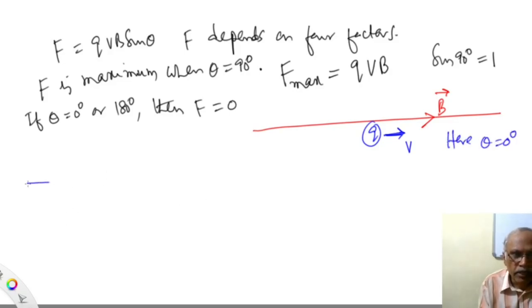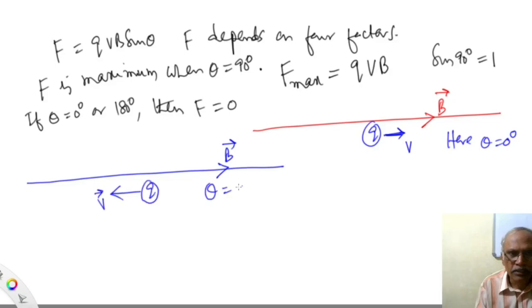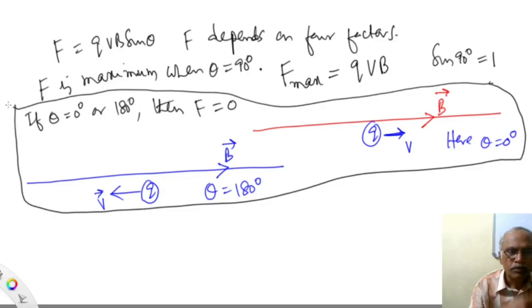If the charged particle is moving in the anti-parallel direction to B bar, suppose this is the B bar direction, and the charged particle is moving opposite to the magnetic field like this, this is the direction of V, here theta is 180 degrees. Sin 0 is 0, and sin 180 degrees is also 0. So in both cases, the force experienced by the charged particle is 0. So please remember this point. If theta is either 0 degrees or 180 degrees, in both cases the charged particle does not experience any force.